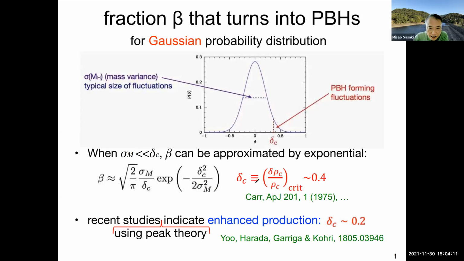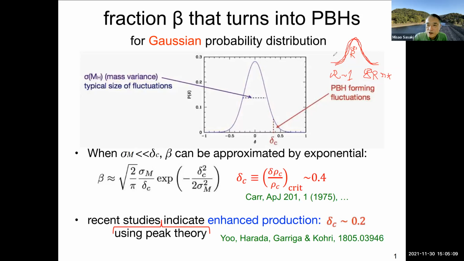By the way, about this amplitude, recent studies using peak theory mean that, as I said, what you need is the regions with large curvature perturbation, meaning large positive three-dimensional curvature. So in terms of the curvature perturbation, which is essentially a potential, you not only need this to be order one, but you also need the second derivative to be large compared to some quantity, which means that you do have a peak in the spatial distribution.